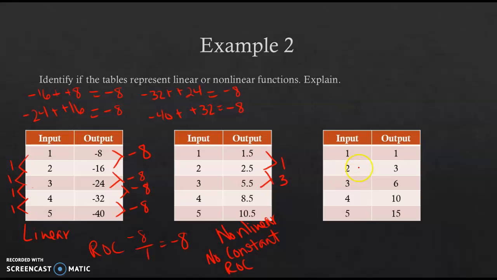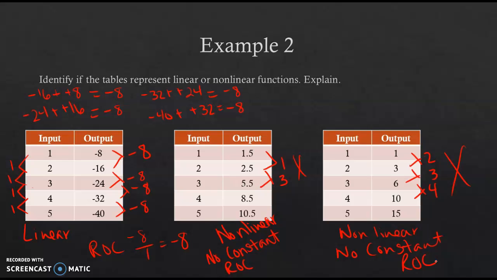And then our third one, we've got 3 minus 1, which is 2. And 6 minus 3, which is 3. And I can double check, 10 minus 6 is 4. So again, not constant. So this is going to be nonlinear because there's no constant rate of change. So that's how we figure out from a table.